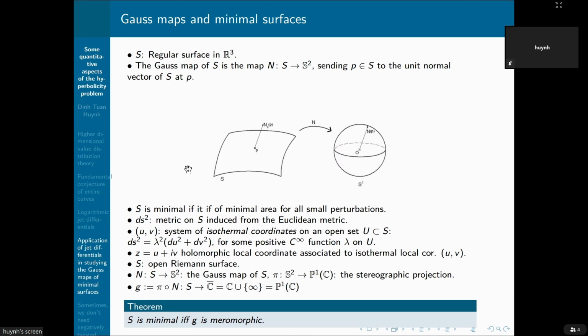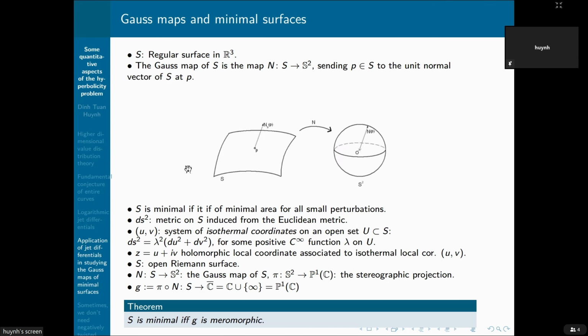So the surface S is minimal. We have a lot of criteria for minimality. By definition, it is minimal if it has minimal area under small perturbation. We have other conditions, like it should satisfy the Lagrange equation, etc. But we want to apply the theory to study the Gauss map.